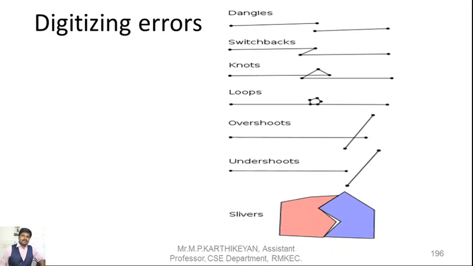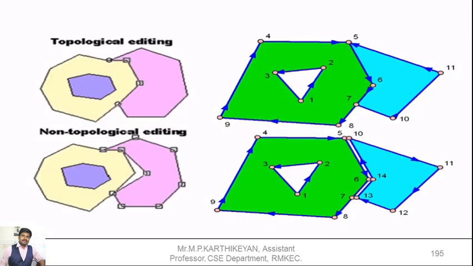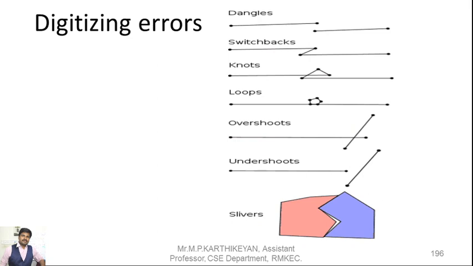And the last one is slivers, which we have seen in the previous topological example. Slivers occur when two polygons are combined together and there is a gap, or they are not combined perfectly. This error is possible when the polygons are not shaped in a proper manner. So these are the 7 types of digitizing errors: dangles, switchbacks, knots, loops, overshoots, undershoots, and slivers.